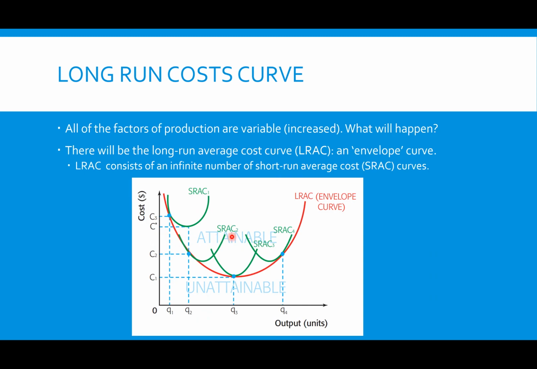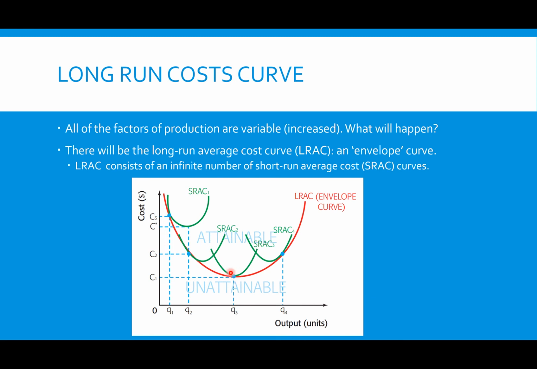Yeah. So, I was talking about this slide. Now, same output, but now C2. Let's say there's even an increase in demand, and it becomes Q3. Now the business wants to hire even more factors of production. So SRAC2 moves to SRAC3, and this is the lowest point.